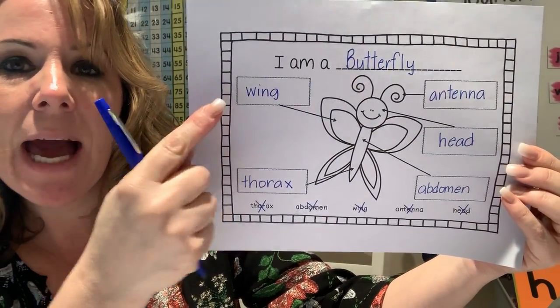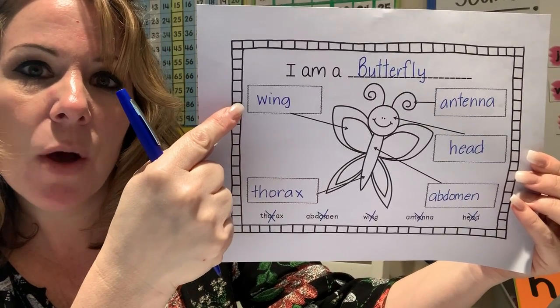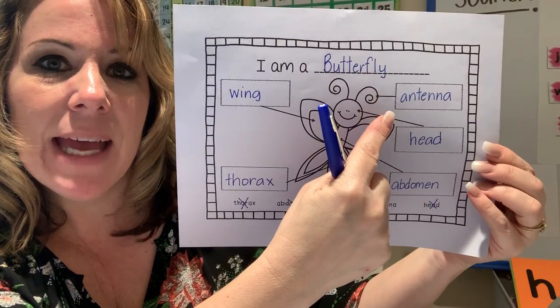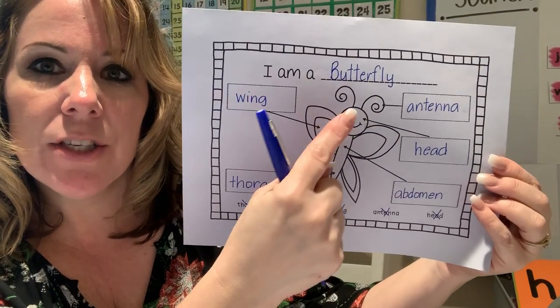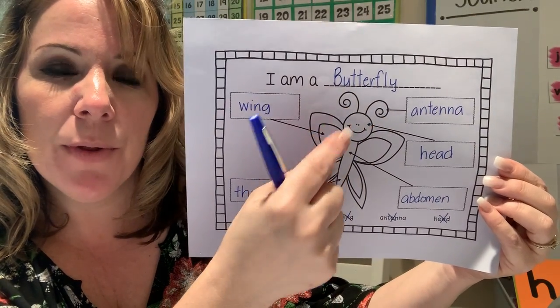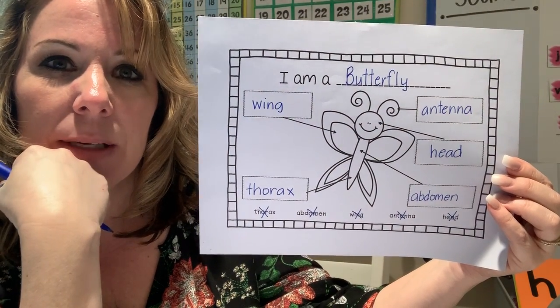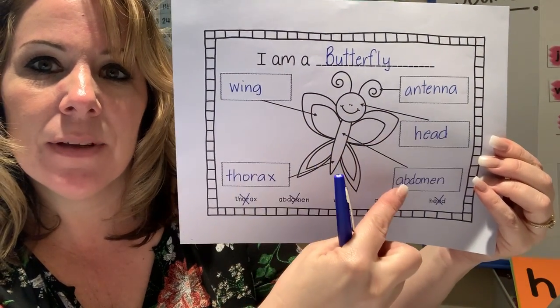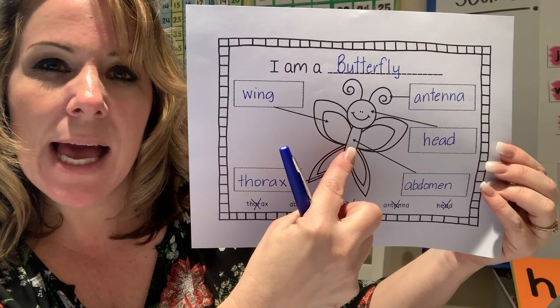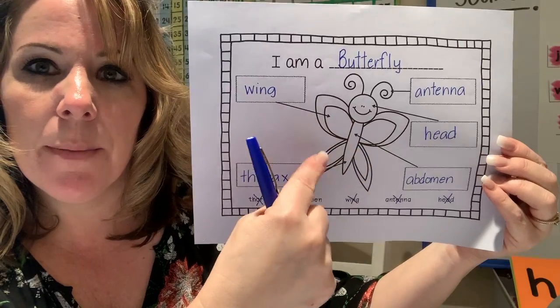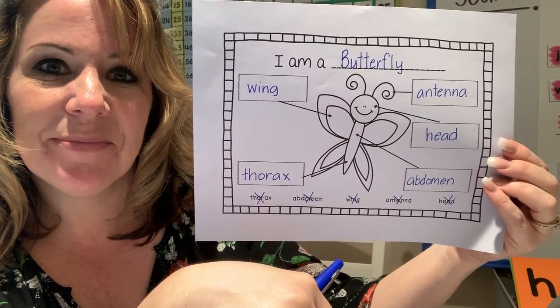Let's take a look at what we have. In this first box, we have wing, wing, and over here we have antenna, because it's just pointing to the one. It's just labeling the one. If it was labeling both of them, it would be antennae, antennae. And then, of course, right here is the head, and then the belly is the abdomen, and the thorax goes down here just to the bottom of the butterfly. Good. Okay.